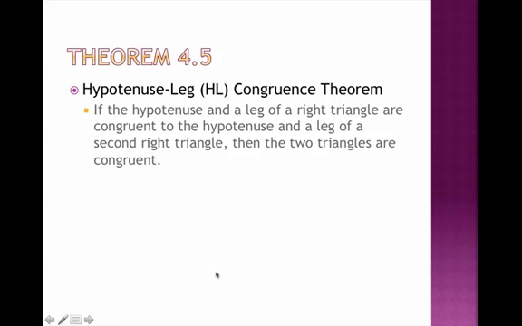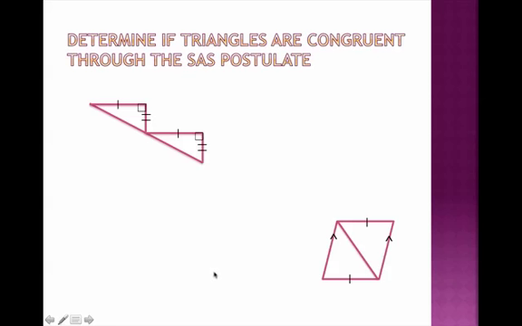Okay, let's move on. So now we're going to determine whether or not we have some congruent triangles. And I gave you a hint that we're going to use our side-angle-side postulate. Okay, so here we've got a right triangle. So you might want to think about the hypotenuse-leg theorem, but we don't have any information about our hypotenuse or leg. We just have information about the legs.